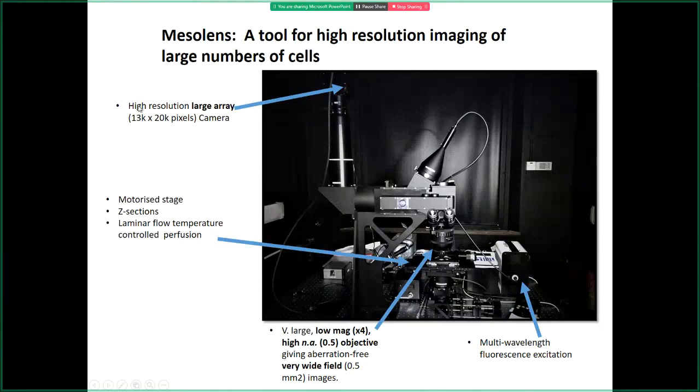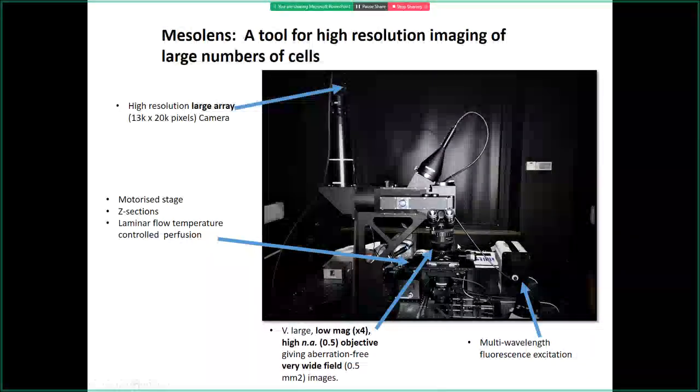Some of its key features are a very high-resolution, large array CCD or CMOS camera. The one I'm showing you here has 13,000 by 20,000 pixels. That's a very large array camera. It has a motorized stage, so we can put on laminar flow perfusion and control temperature. We can do Z sections with it, as we can with a confocal microscope.